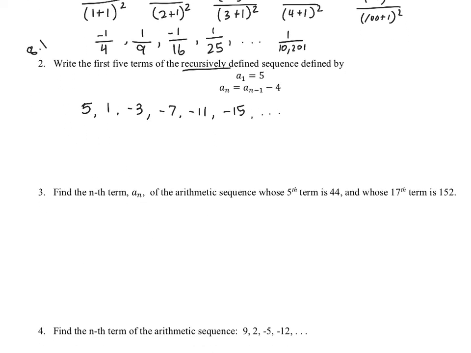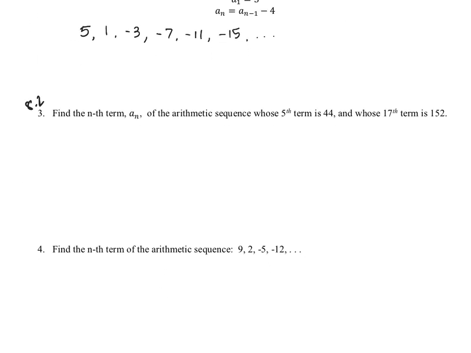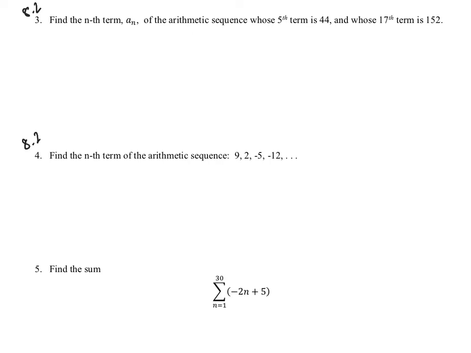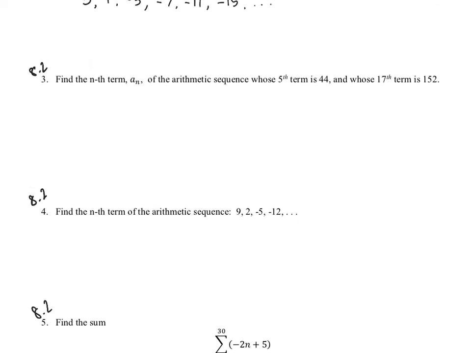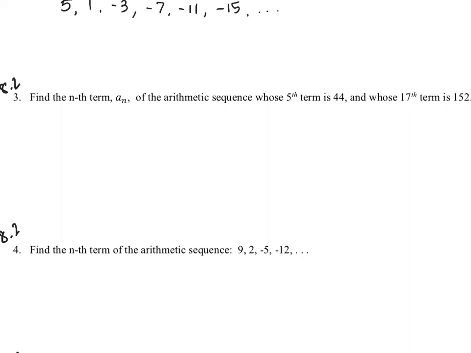Question 3 is from 8.2, question 4 is from 8.2, and question 5. These are all from 8.2. So 8.2 introduced an arithmetic sequence. An arithmetic sequence is a sequence where you're always adding or subtracting the same number every time. So like this one here that we just finished, we're subtracting 4 every single time, so that's called an arithmetic sequence.